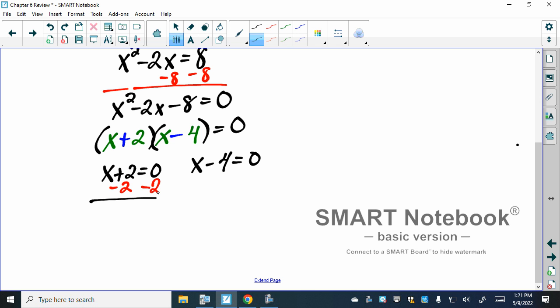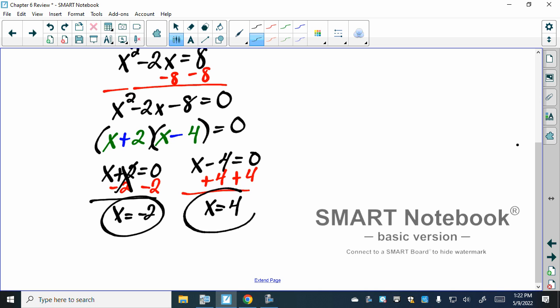So the first thing we can do for this here is subtract 2 from both sides, telling us x is equal to negative 2. For the other one, we can add 4 to both sides, telling us x is equal to 4. Now we can plug both of these back into the original equation to see if one of them will give us a negative inside the log.